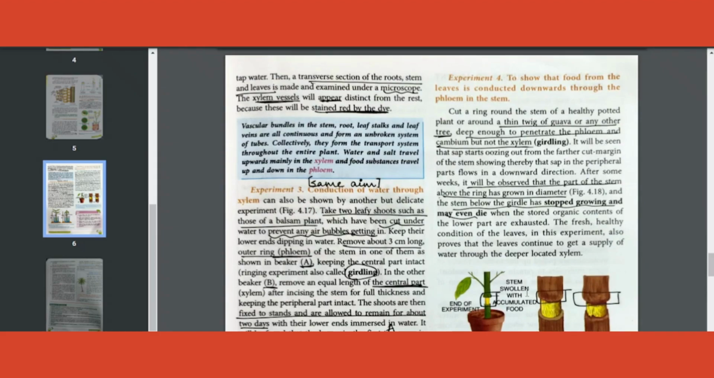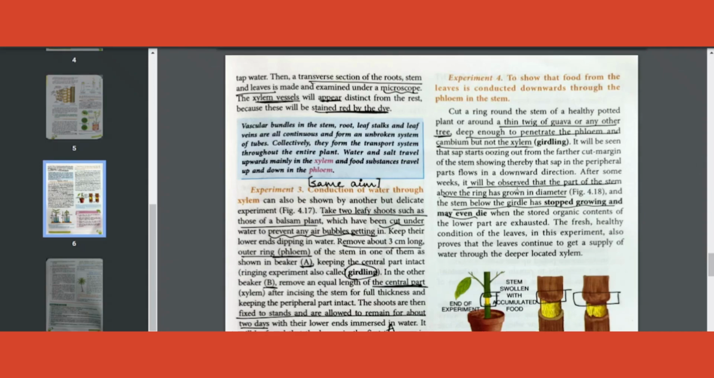All right. Again, the next experiment is to show that food from the leaves, you know that leaves are preparing the food, that is glucose, and it is transported throughout the plant. So that is what we are trying to prove, through what tissue it's happening. The aim is to show that food from the leaves is conducted downward through the phloem in the stem. How do we do that?